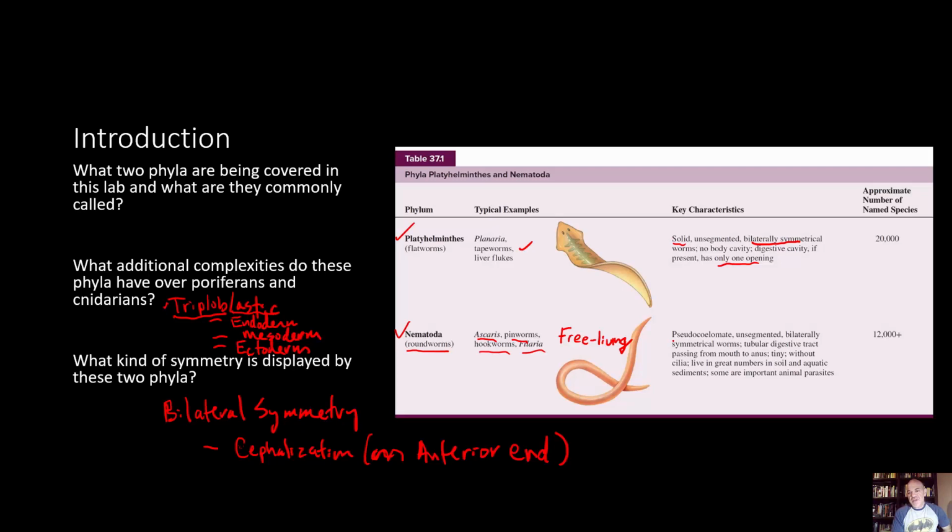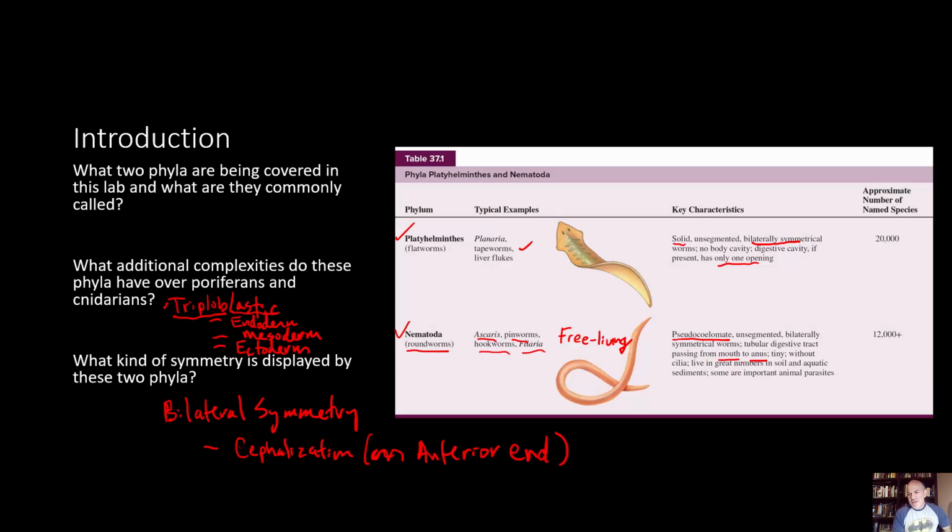These guys have a body cavity, but it's called a pseudocoelom. So they're pseudocoelomate. We'll explain what that is in a bit. They don't have segments. We'll see segmentation in some groups later on. Bilaterally symmetrical. They do have a tubular, complete digestive system. And what's meant by complete is they have two openings. They have a mouth and an anus now. The flatworms did not.